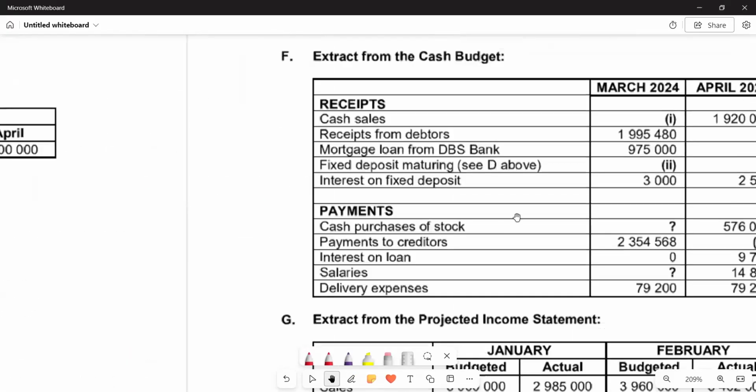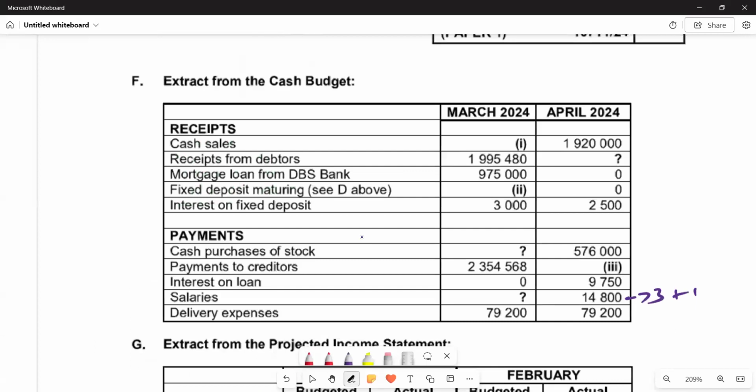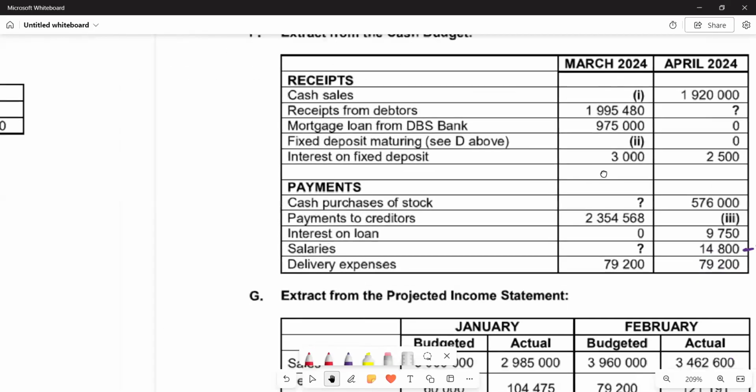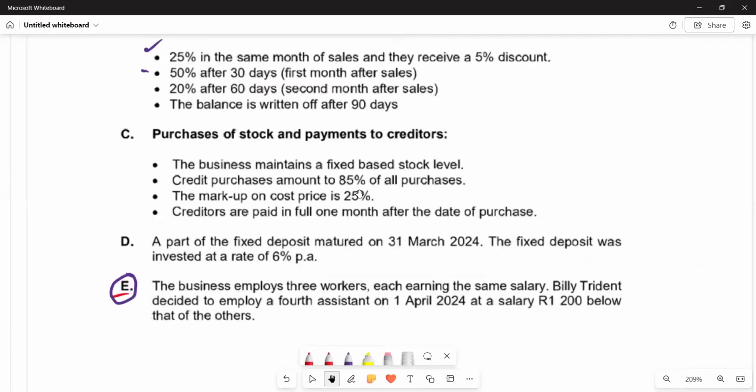Then on part 2, you see that we are saying fixed deposit maturing, see D above. So we can just refer back to D and see what it is saying. If you come here, you would see the interest that we are given, the difference that we have for March to April is 3,000 minus 2,500, and then you get your 500. So to get this 500, remember, let's go to the question and try to find out about the rate.